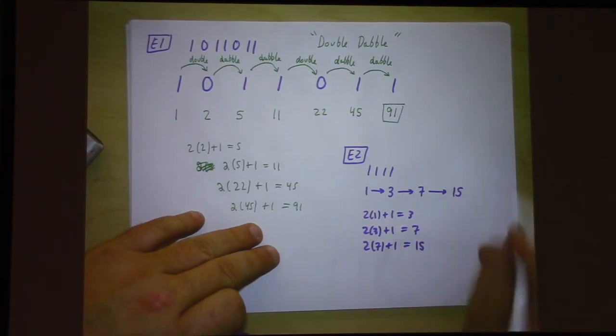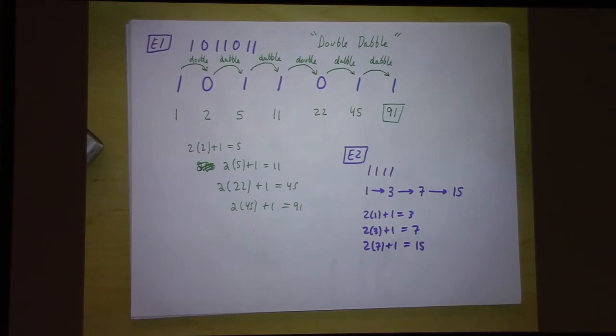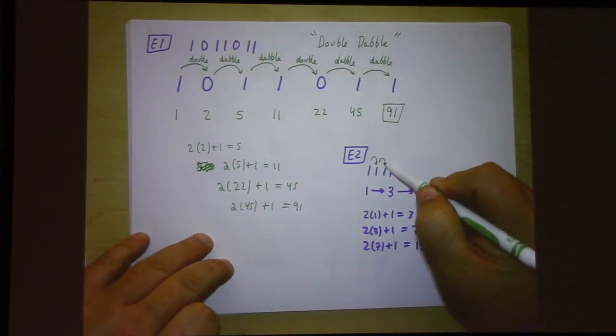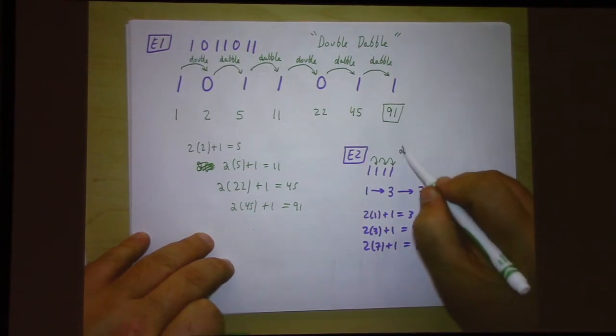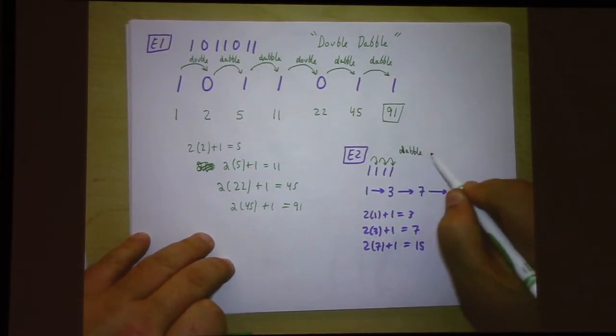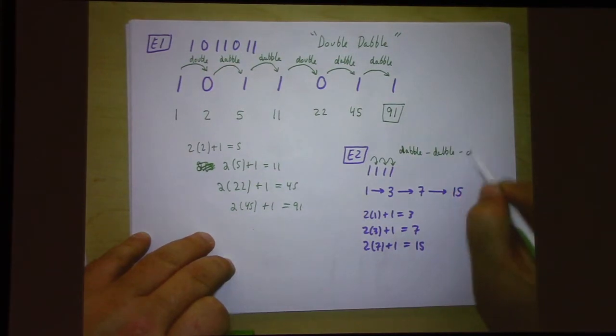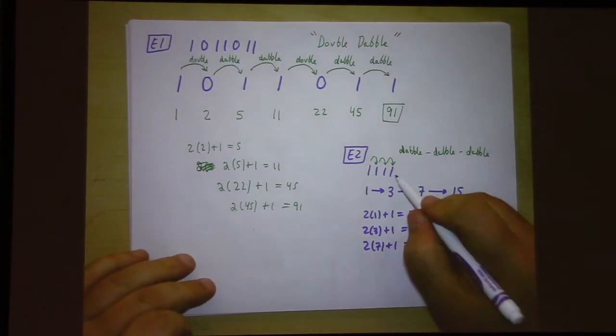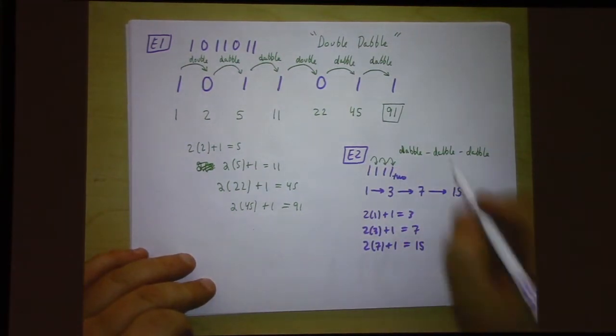Professor, 2 times 1 is not 3. 2 times 1 plus 1 is 3. If I said 2 times 1 is 3, that would, of course, be nonsense, even for me. Let's see here. So dabble, dabble, 3 dabbles, right? Dabble, dabble, dabble. 3 dabbles gets me to the fact that 1, 1, 1 base 2 is equal to what? By this method, it's equal to 15. All right?